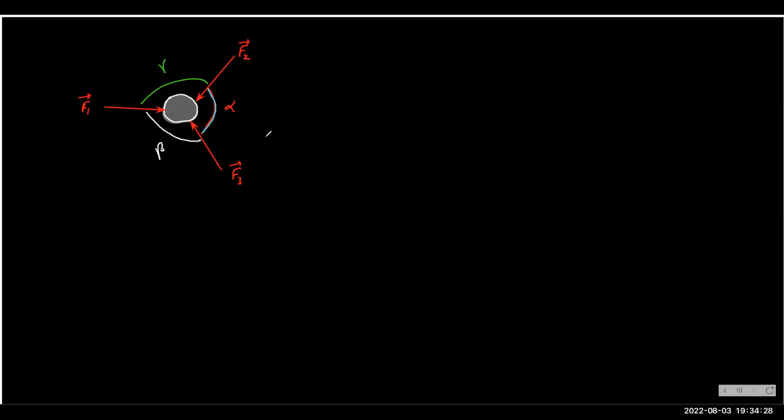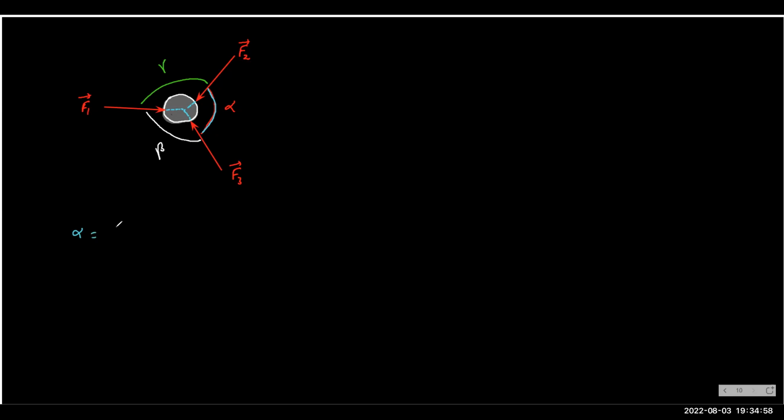so what is the alpha angle representing? Can we say alpha is the angle between these forces, F2 and F3? Because they are co-terminus vectors. So can we say alpha is the angle between F2 and F3? Yes or no? Can we say beta is the angle between F1 and F3? And gamma is the angle between F1 and F2? Can we say yes or no?